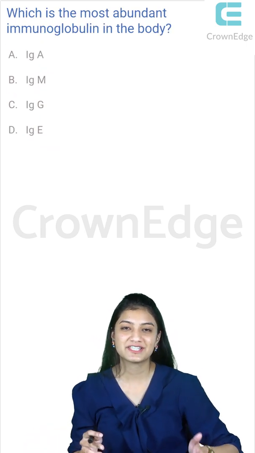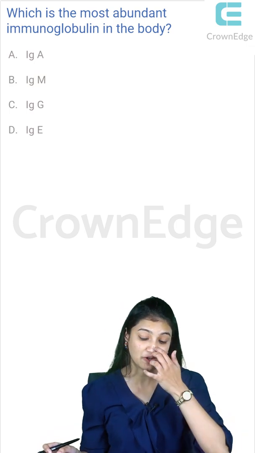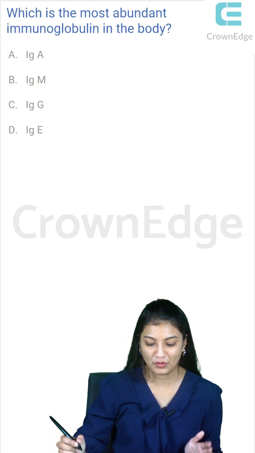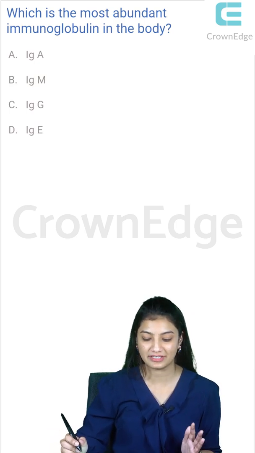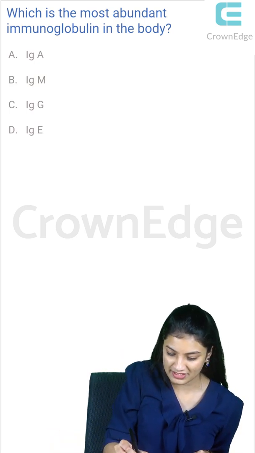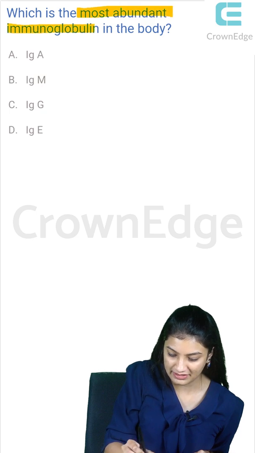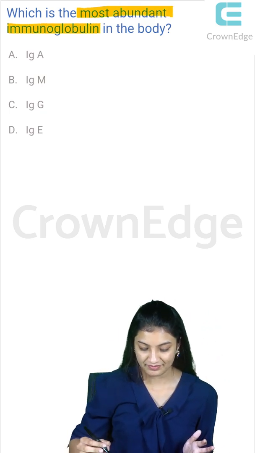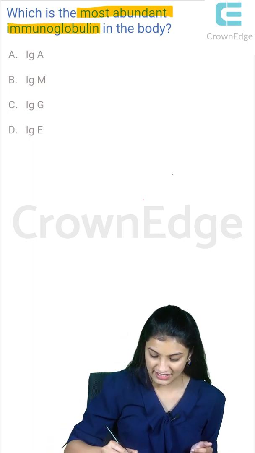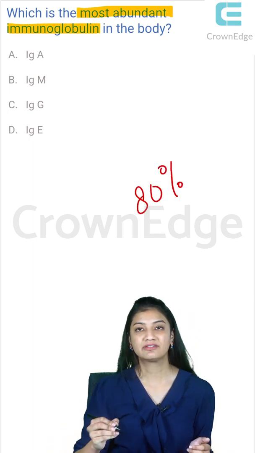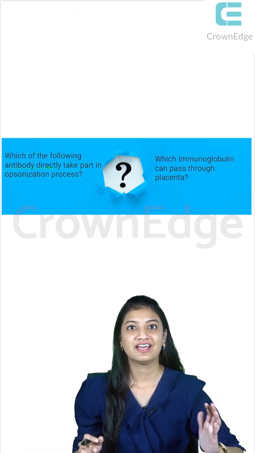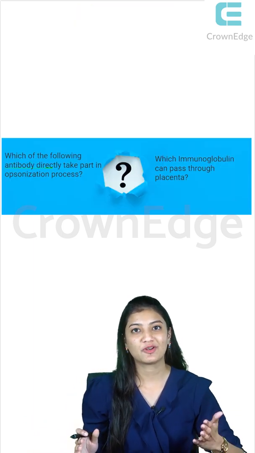Now let us discuss questions about immunoglobulins, whatever we've learned in the table. The first one: which is the most abundant immunoglobulin in the body? The thing to concentrate on is the most abundant immunoglobulin. We have learned it. It is IgG. IgG makes up to 80% of the total immunoglobulins. So the answer is immunoglobulin G.